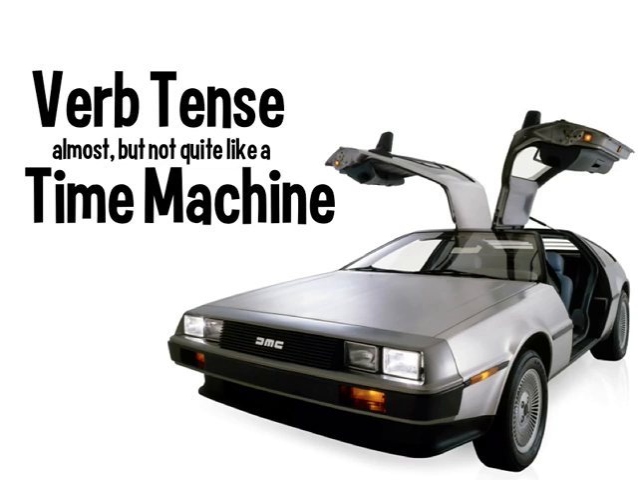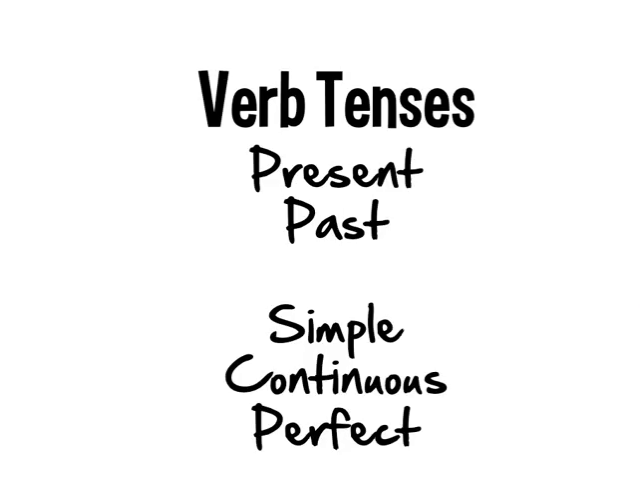When we're talking about verb tense, it's almost, but not quite, like a time machine, so grab your DeLoreans because here we go. When it comes to verb tenses, the first two major things that we have to talk about will be the time, past or present. And then we're also going to talk about simple, continuous, and perfect tenses and how those each relate back to either being in the past or in the present.